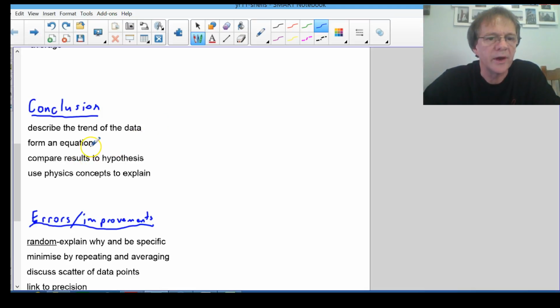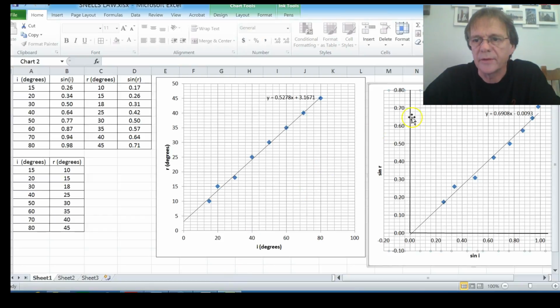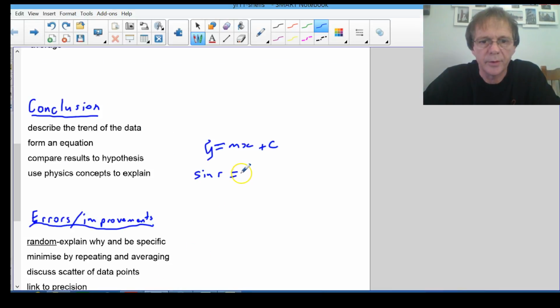You should be able to form an equation from the graph. So you're thinking of y equals mx plus c in that case. When you're doing that, the y value in this case you'll find is the sine of R on the y-axis. The m is the slope, you can read off your Excel there pretty easily. In this case, mine was 0.69, close enough, 0.69 there. You get 0.69 as your slope.